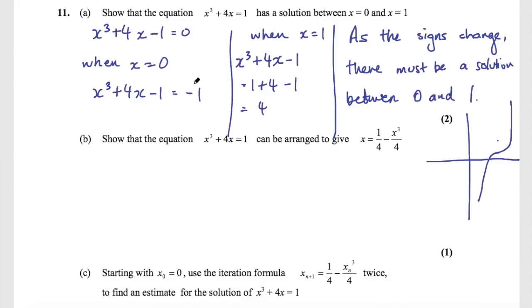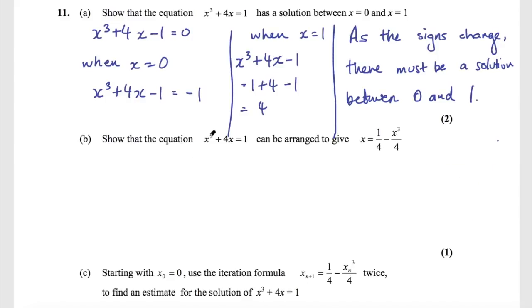And so if you get a negative number, that's some point on the line down here. And if it's a positive number, that's some point on the line up here. So because the signs have changed, it must cross the x-axis at some point. So that's what we mean when we say as the signs change, there must be a solution. It's crossing the x-axis between those 2 points.